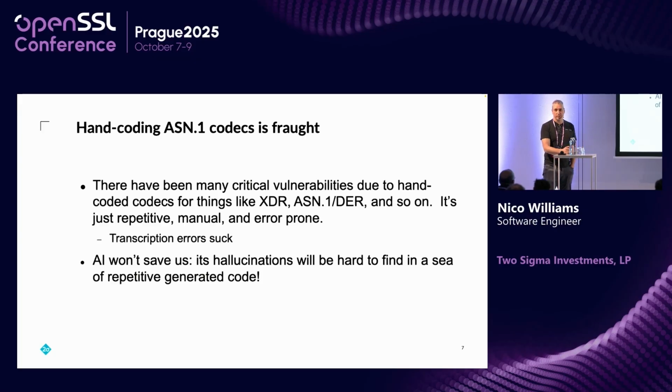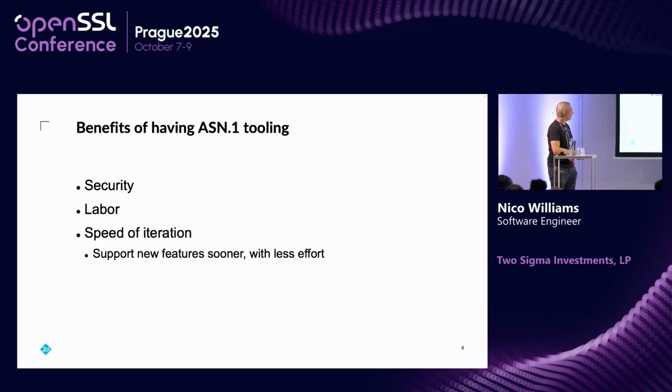OpenSSL, MIT Kerberos, and a bunch of other things tend to hand code their codecs. And this kind of sucks, right? There have been lots of security vulnerabilities. People make mistakes when transcribing ASN.1 modules to whatever it is that they're using, right? And you're not going to have AI review AI-generated code, and you're not going to review it yourself either, because it's very long and boring and repetitive.